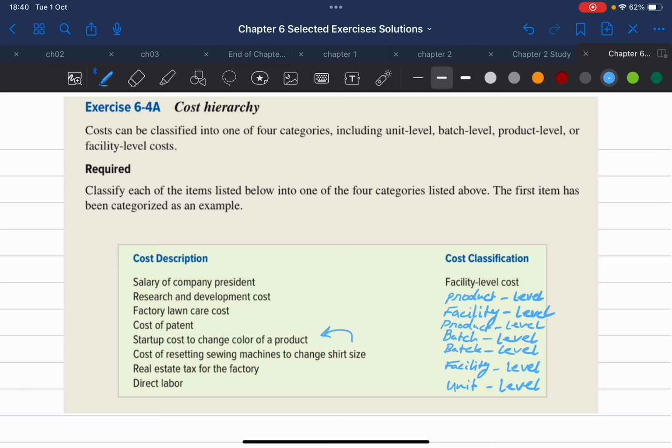And that's it. That's all that is required in this question. So we went over the different costs and we classified each one of them. Hope the question rundown was clear for you, and I hope that you enjoyed it.